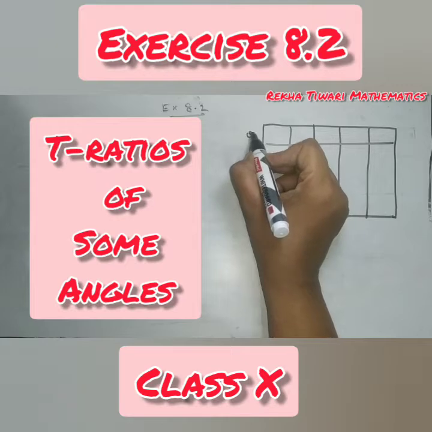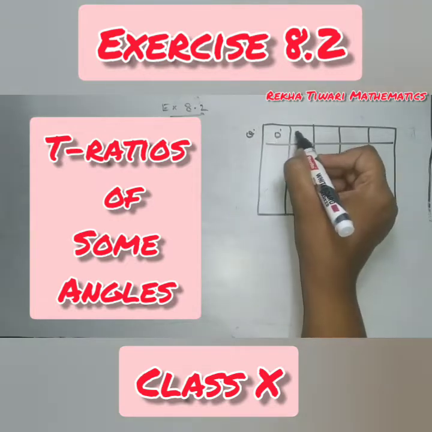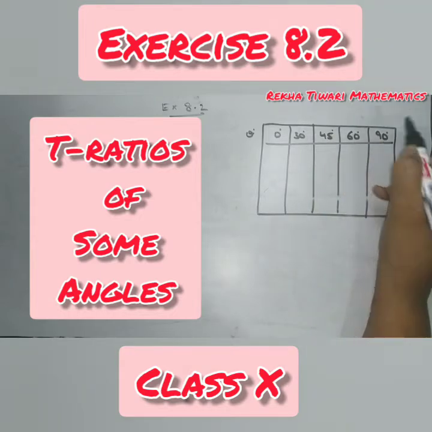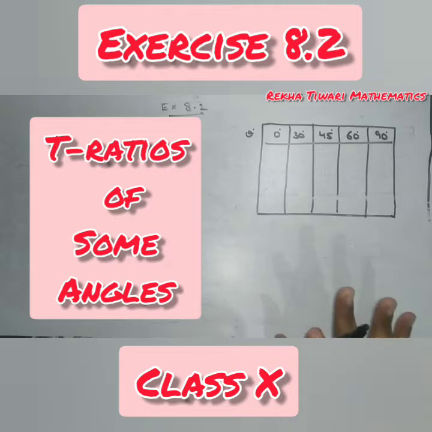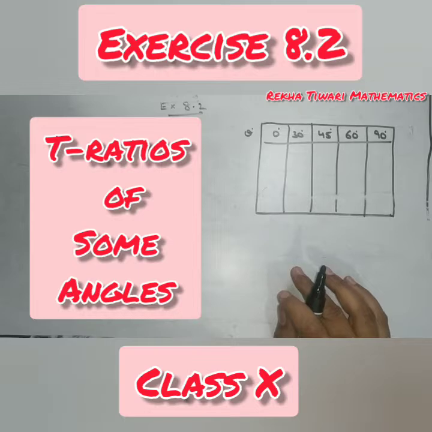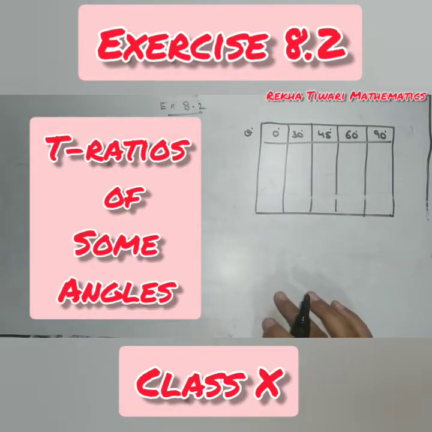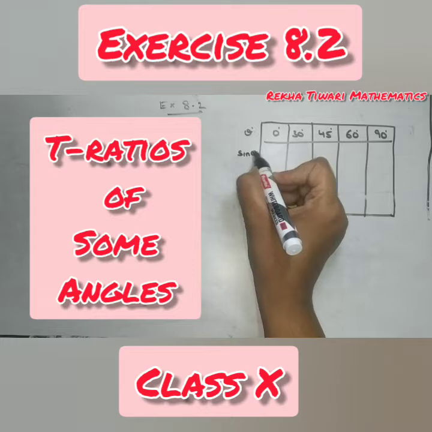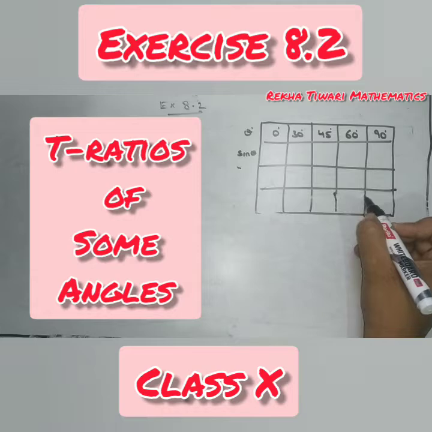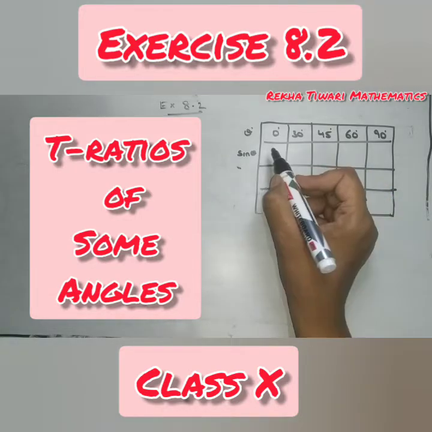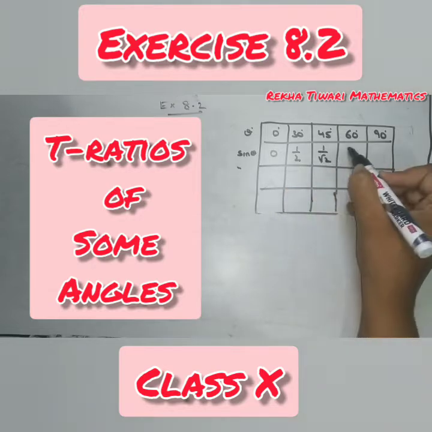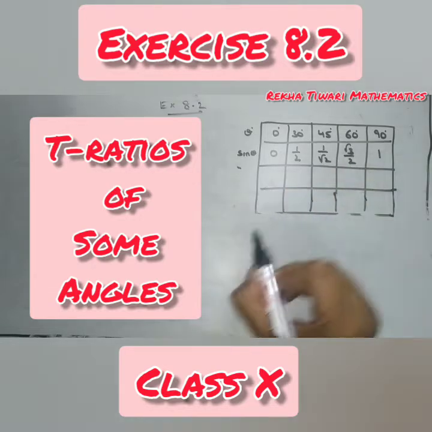Okay, so this is theta. What are the angles? 0 degree, 30 degree, 45 degree, 60 degree and 90 degree. We know the values of these angles directly. Rest, there are different methods to find out the values of other angles which you people will learn in your higher classes. So first is sin theta. If you remember the values, you can complete the table yourself. Otherwise, just see here what are the values. 0, 1 by 2, 1 by root 2, root 3 by 2, 1.